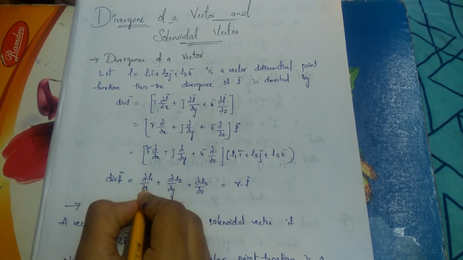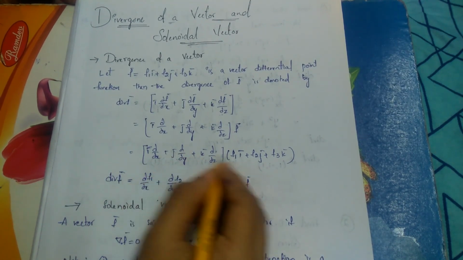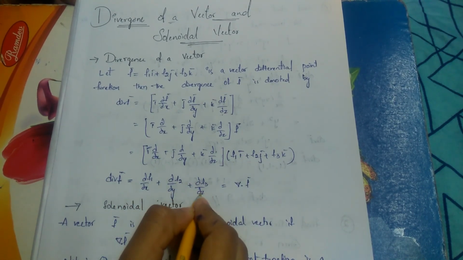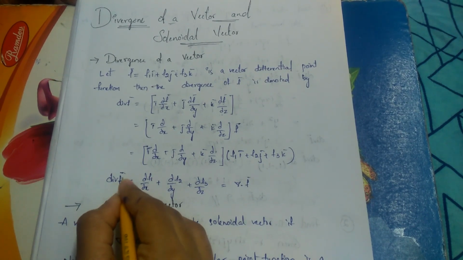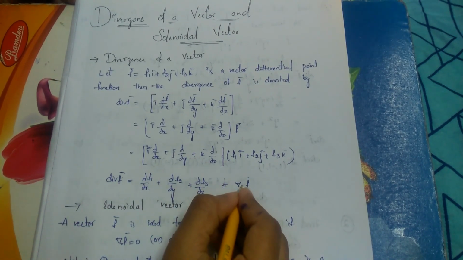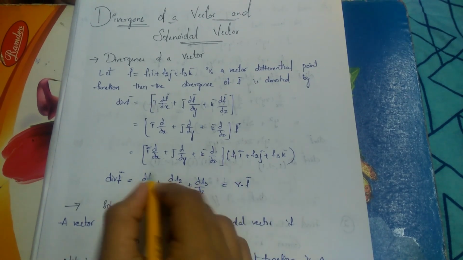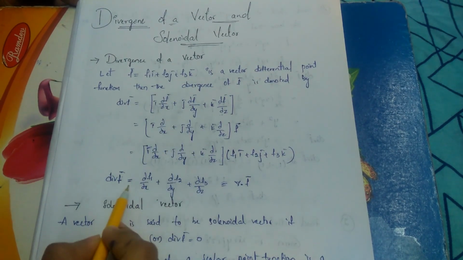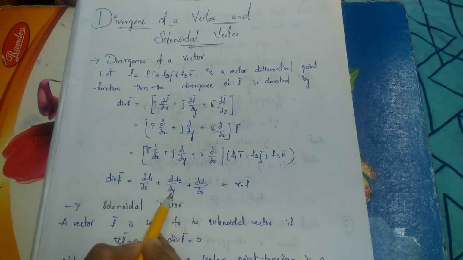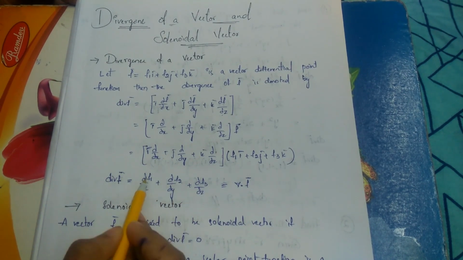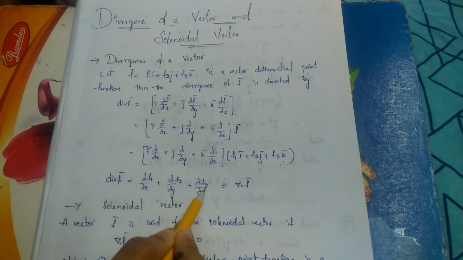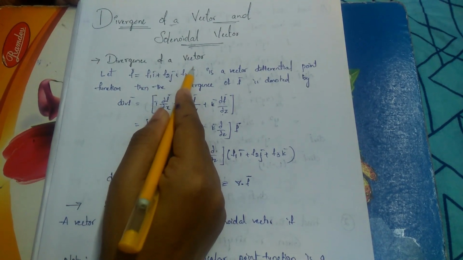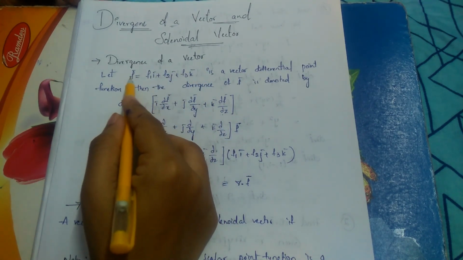Then we get dou f1 by dou x, and similarly j bar dou by dou y with f2 j bar gives dou f2 by dou y, plus dou f3 by dou z. So this is the div f bar, and this can also be written as del dot f bar. Both mean the same. So to find the divergence of a given vector, we can use the formula dou f1 by dou x plus dou f2 by dou y plus dou f3 by dou z, where f1, f2, f3 are the coefficients of the i bar vector, j bar vector and k bar vector in f bar.